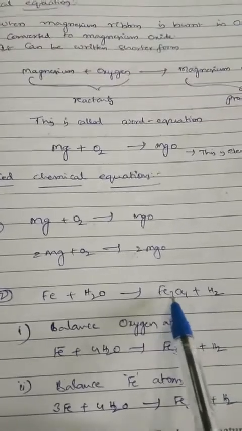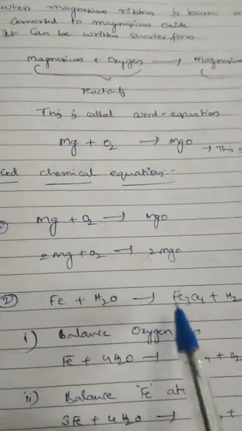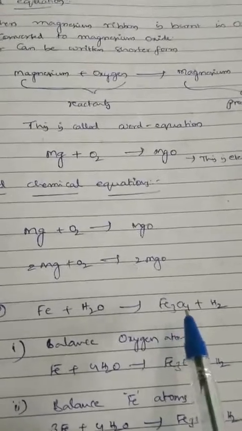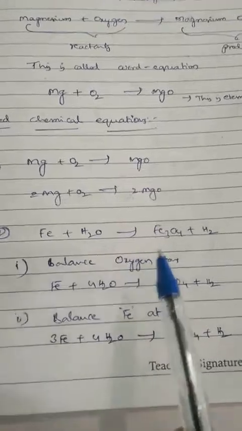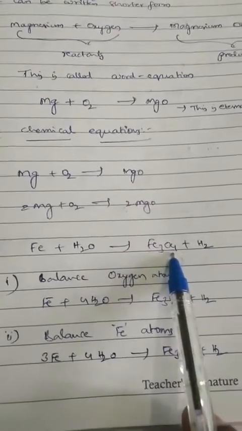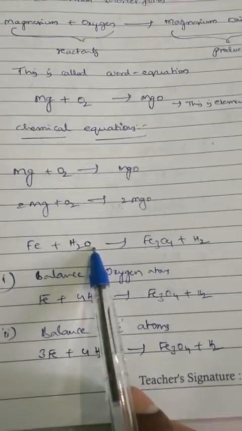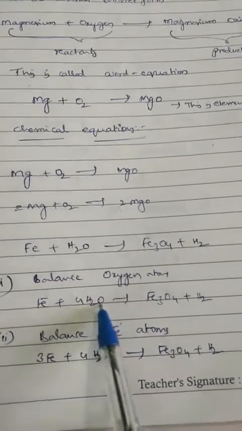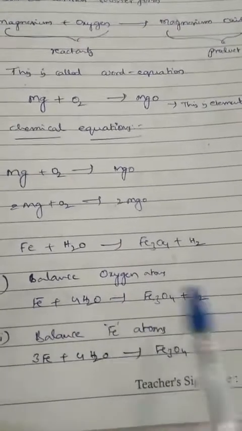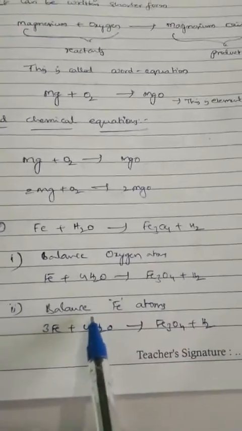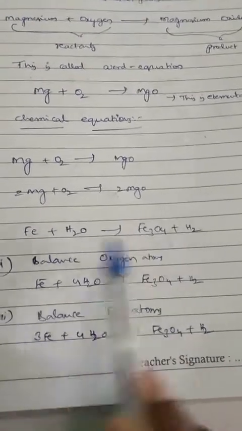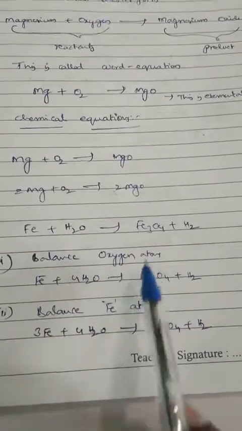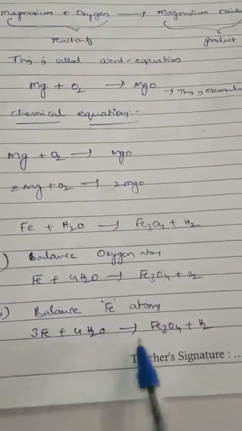That means we should balance iron atoms and oxygen atoms first. You can balance either oxygen atoms or iron atoms first. So first I balance oxygen atoms. In this case, 4 oxygen atoms are present on the right side, only 1 oxygen atom on the left side. So we can put 4 before H2O. Then oxygen atoms are balanced on the right side and left side. Next, iron atoms. 3 iron atoms are present on the right side, only 1 iron atom on the left side. So we can put 3 before iron. So iron atoms are also balanced.